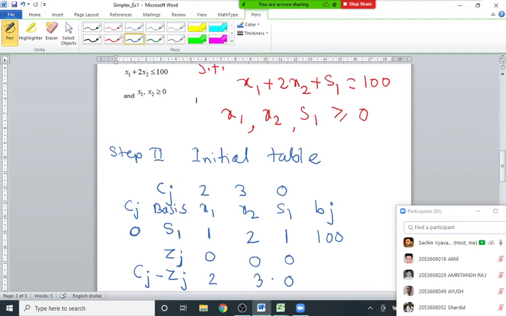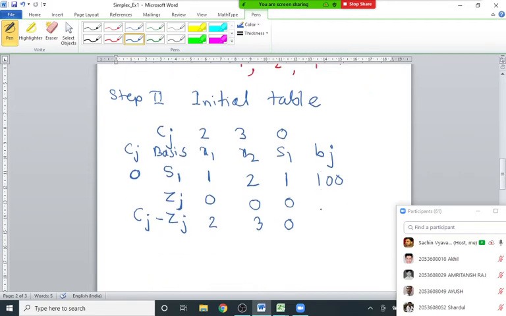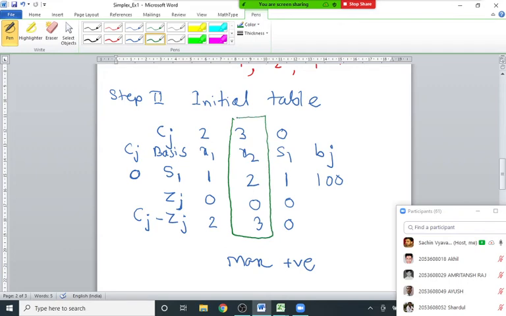If this value Cj minus Zj comes out positive, that indicates there is a chance to improve the solution. And what is that chance? You will observe the maximum positive value. I will write it here: the max positive value is known as the incoming variable. It's a new definition. So this x2 is coming in, so you have to show it like this.